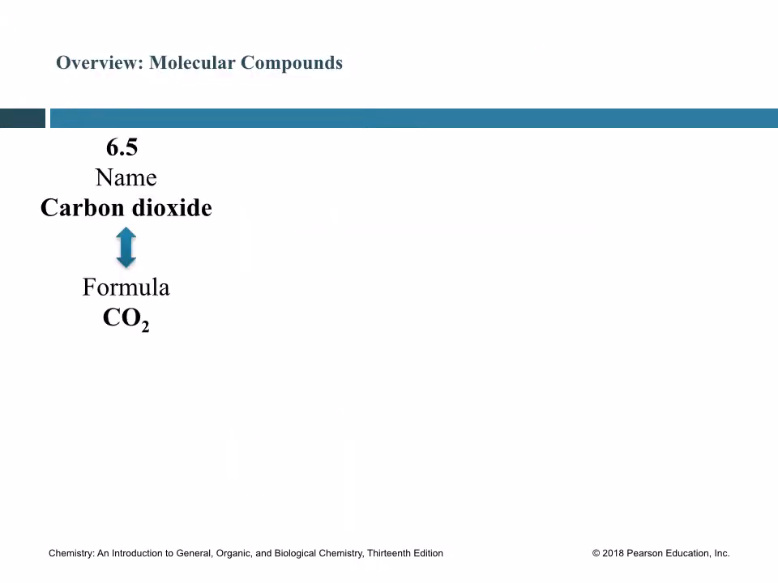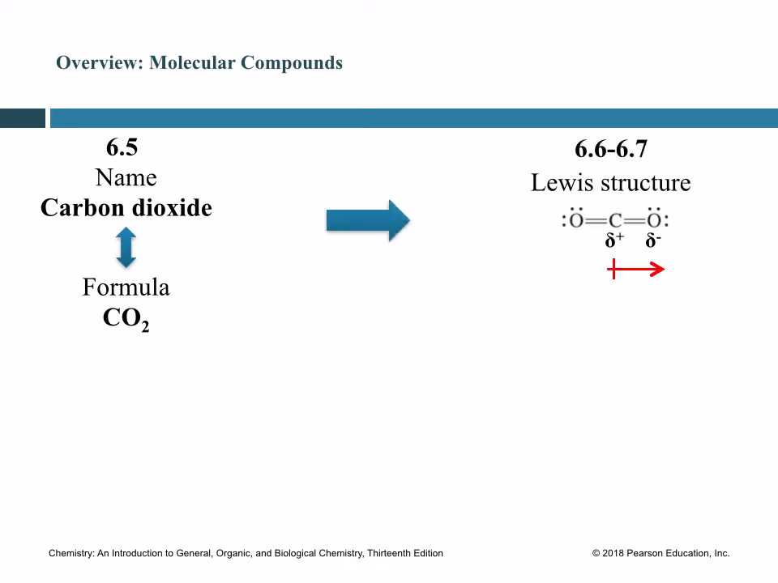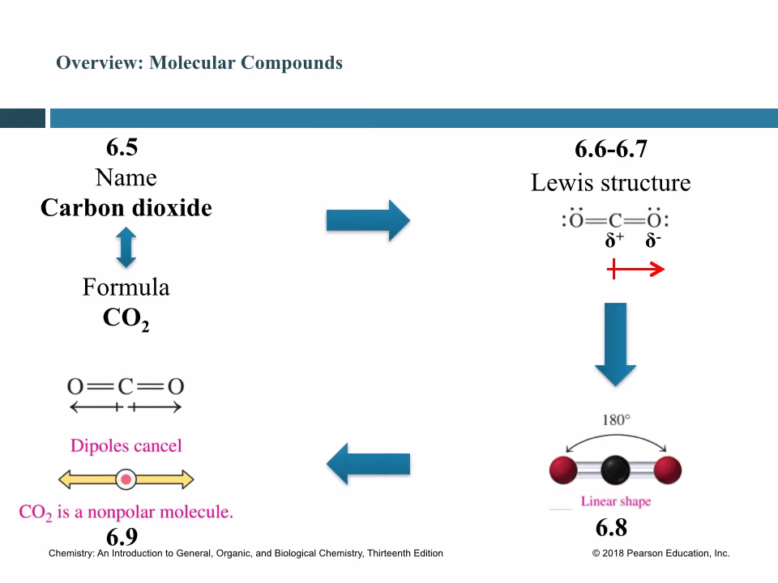This is an overview of what we will look at for the remainder of Chapter 6. Given the name of molecular compounds, write the formula, and given the formula, determine the name. Then draw the Lewis structures, and using electronegativity, determine the bond polarity. Predict the three-dimensional structure of a molecule. And lastly, use the three-dimensional structure of a molecule to classify it as polar or nonpolar.